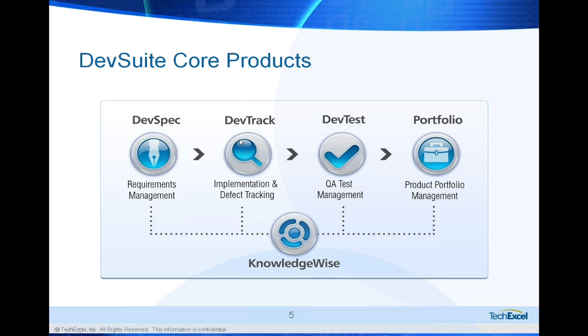So we have DevSpec for requirements management, DevTrack for implementation and defect tracking, DevTest, which is QA test management, so test case tracking, planning, and execution. And we also have a portfolio view that provides you with some product planning function, along with high-level dashboards that are across all of the modules. All of our modules do sit on top of a knowledge base that we call KnowledgeWise that allows you to store documents, images, videos, whatever might be helpful to the development process, and then they can be easily linked to any of the items that you are managing.